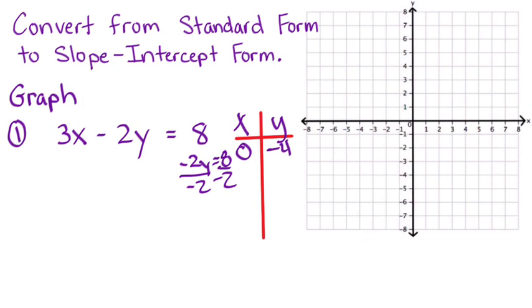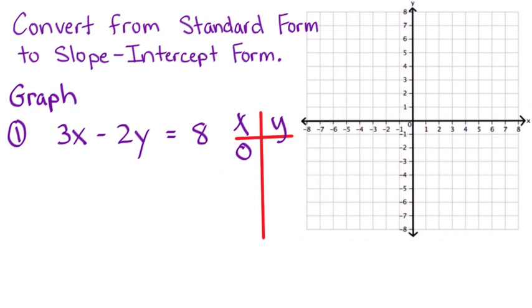But then when I go to solve for my x value, when y is 0, I have a bit of a problem, because then I'm going to end up with 3x equals 8. And now I end up with a fraction of 8/3 for my x-intercept. Where am I supposed to put that? Is that right here? Question mark? I don't know. So we don't want to use x and y intercepts for something like this.